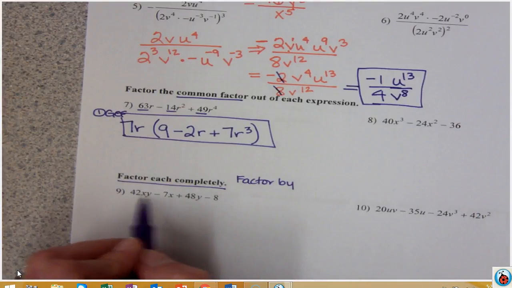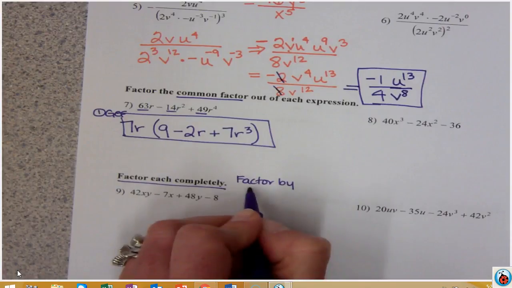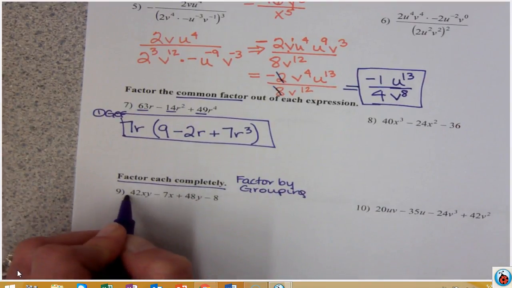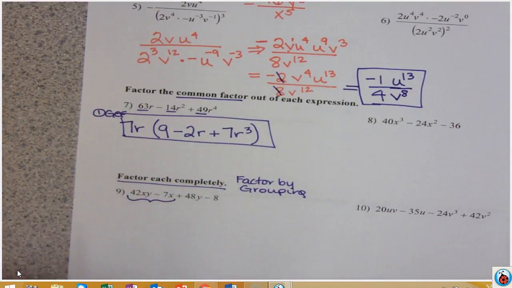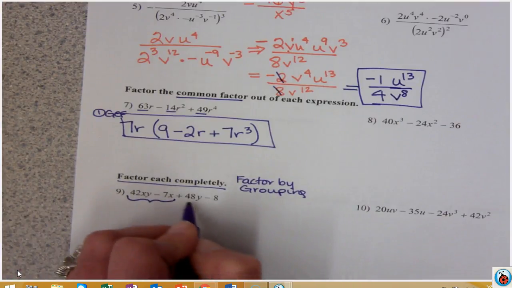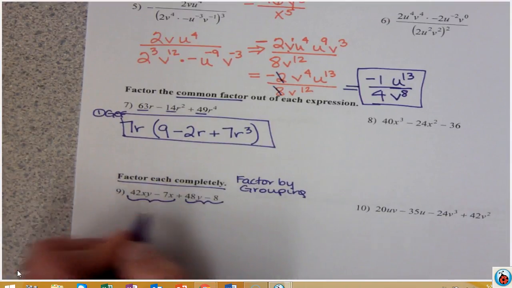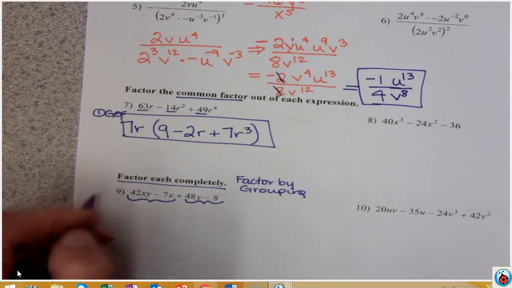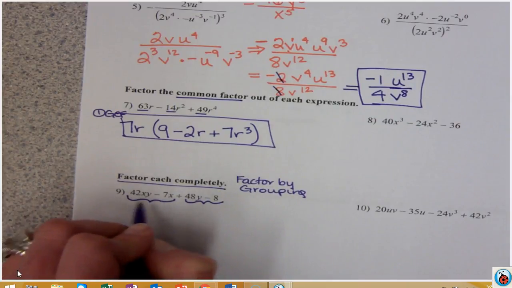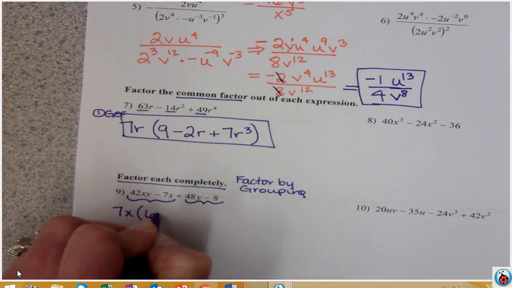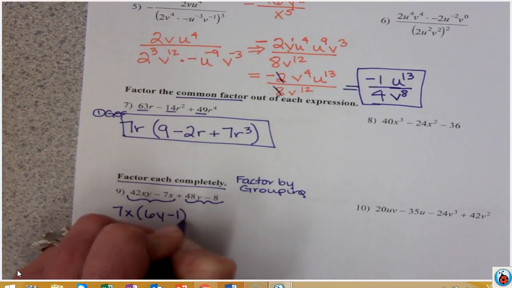So I need to look and see, this has 4 terms. Since there's 4 terms, I'm going to factor this by grouping. I'm going to group the first 2 terms together, and I'm going to group the second 2 terms together, and then I'm going to find what is common between those. So looking at this, I know I can factor out a 7x. Remember to always factor out your variables if you can. I'm left with 6y minus 1.